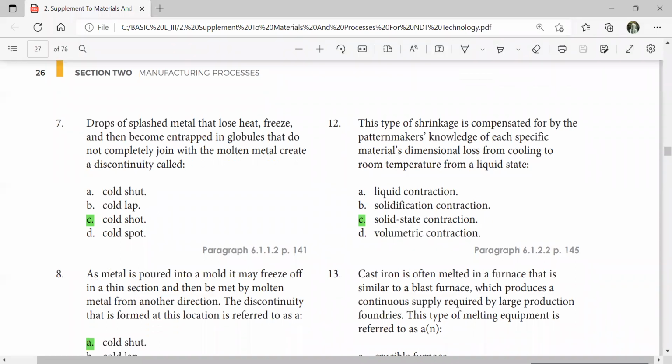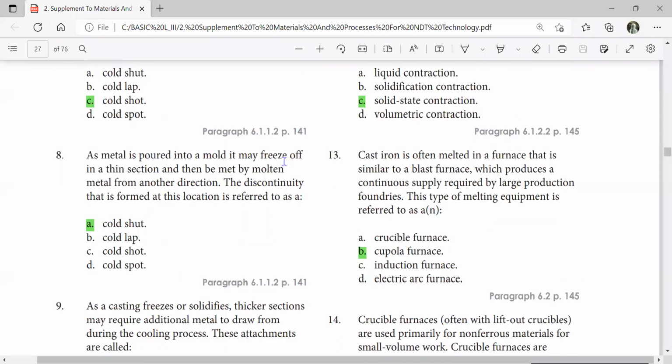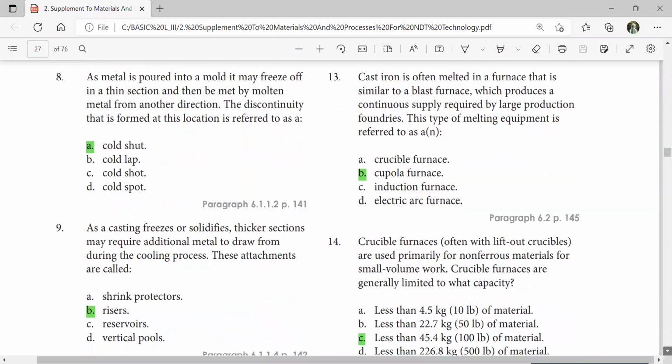That is coming next. Metal is poured into a mold. It may freeze off in a thin section, and then it may be met by molten metal from another direction. The discontinuity that is formed at the location is referred to as a cold shut. The contact surface does not melt.